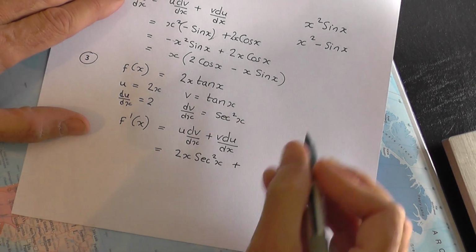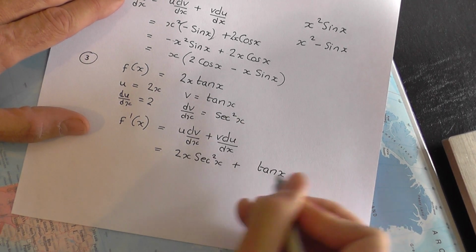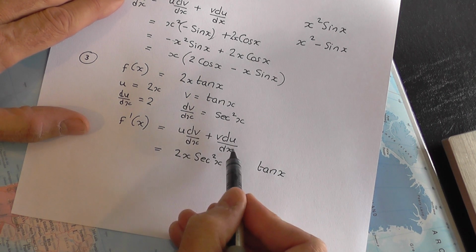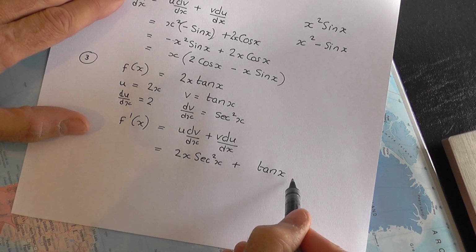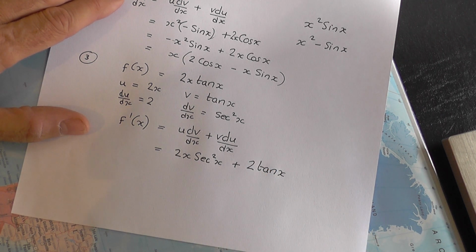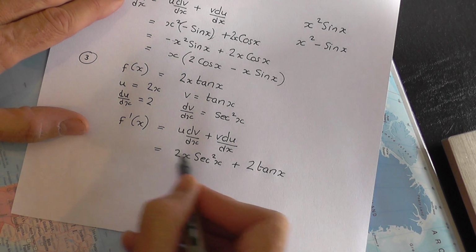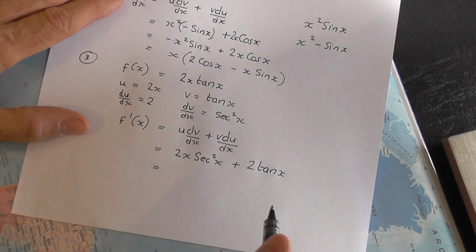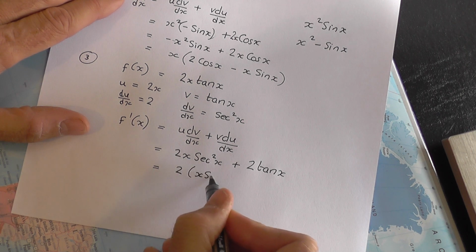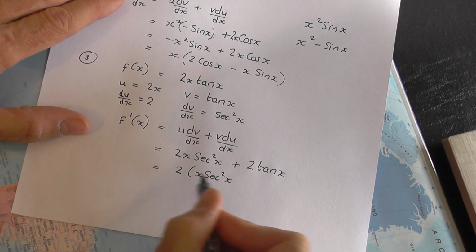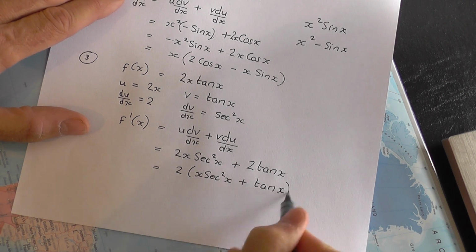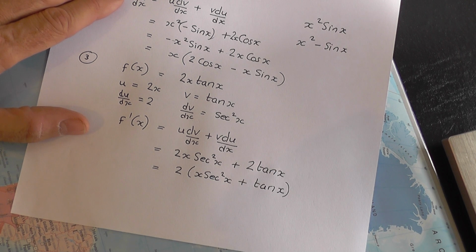Plus v is tan x. Now notice I've left a bit of space there to put the second thing. Times du by dx, which is 2. I'm not going to put the 2 at the end because you'd be tempted to put tan of 2x, which it's not. It's 2 tan x. Put the 2 at the front. Looking at this, simplify it. The best thing to do here is just to take out a common factor of 2. And you're left with x sec squared x plus tan x. And there's nothing else I'm going to do with that. That's going to be the answer to that question.